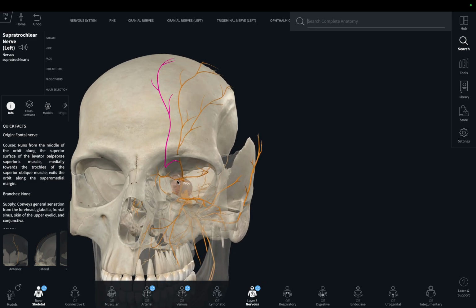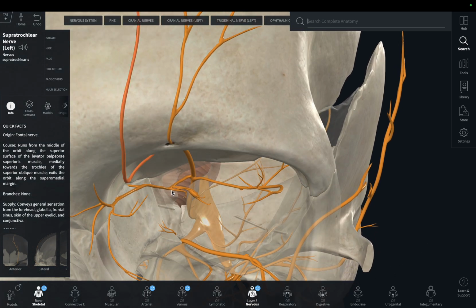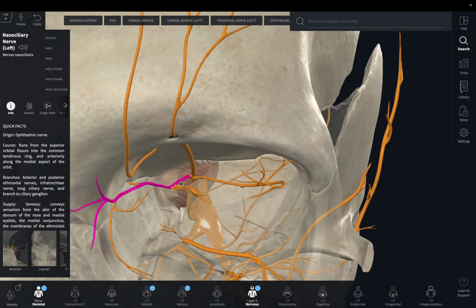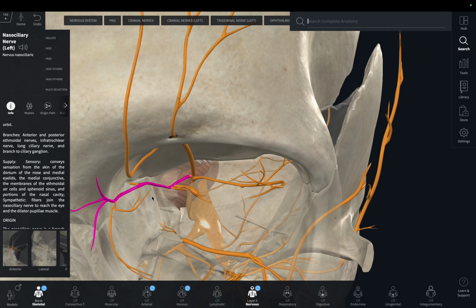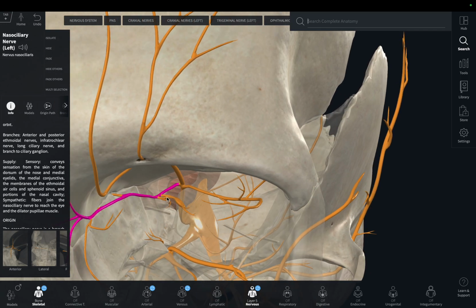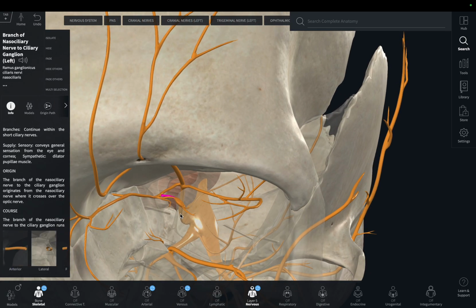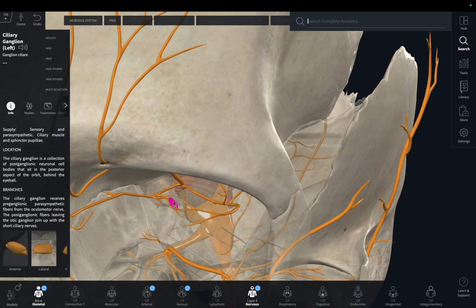The final division of the ophthalmic nerve is the nasociliary nerve. The nasociliary nerve conveys sensation from the skin of the dorsum of the nose and medial eyelids, the medial conjunctiva, the membranes of the ethmoidal air cells and sphenoid sinus, and portions of the nasal cavity. It first gives off a branch to the ciliary ganglion, which is just here.